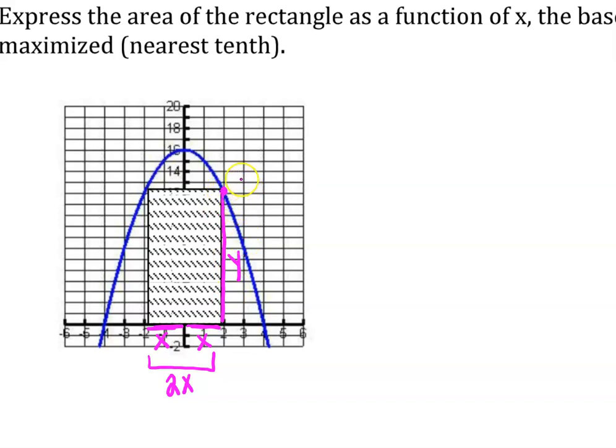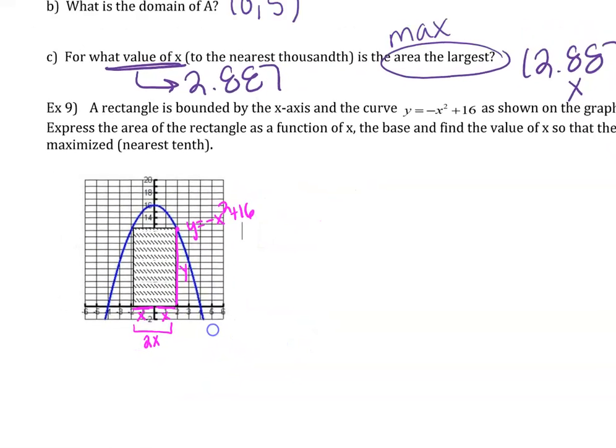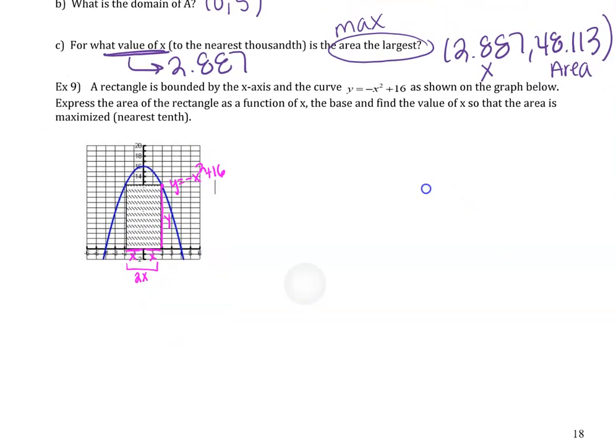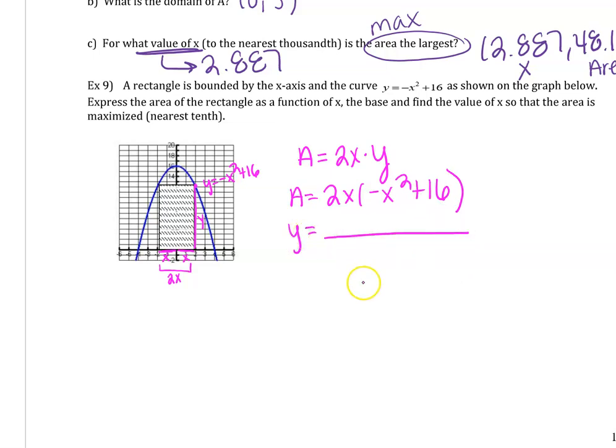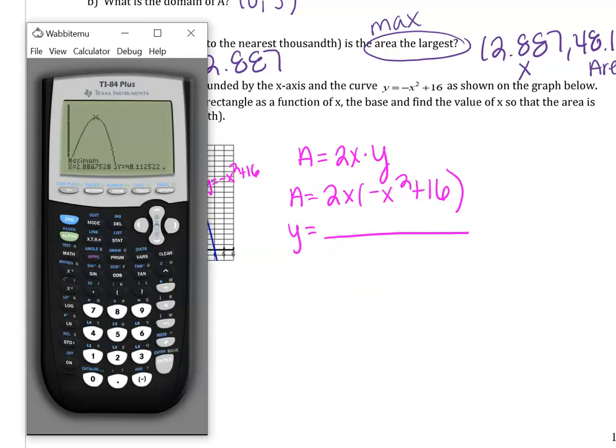Now this function is y equals negative x squared plus 16. That's a parabola shifted up 16 units. So if I want to represent the area of this function, same idea as the last problem. Area is equal to length times width, or 2x times y. But instead of saying y, we're going to say negative x squared plus 16. I'm going to go ahead, plug this in for y equals again, and look at a graph.